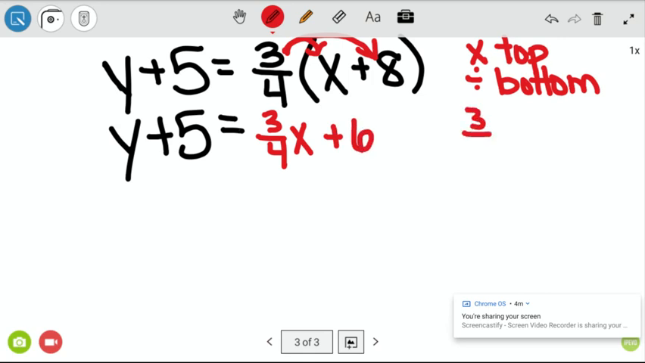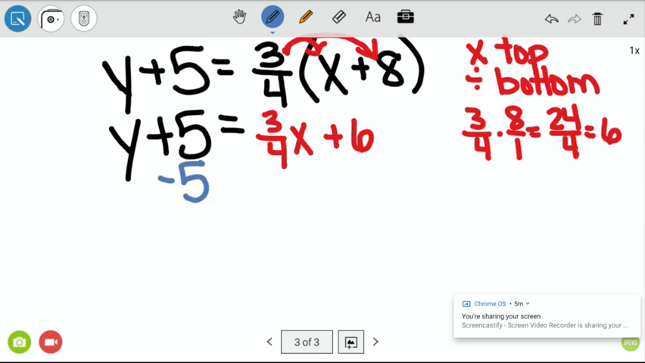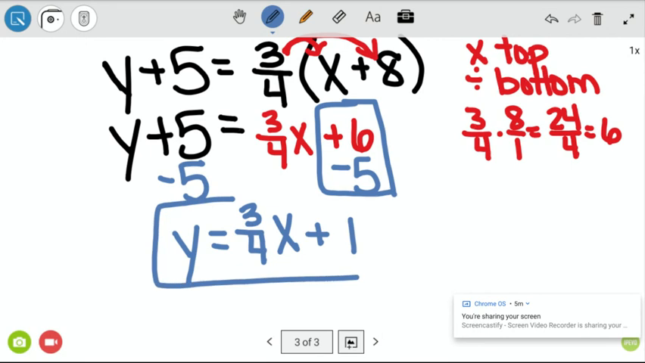I'm going to write that off to the side, because 8 is really 8 over 1. So that's really 24 divided by 4, which is 6. So that's where that comes from. That's just a little rule. Then we need to subtract our 5 to get the y by itself. So we can say y equals, bring down the 3/4 x because it's not a like term, plus 6 minus 5 gives me a plus 1. So we write plus 1. And there's our slope-intercept form.